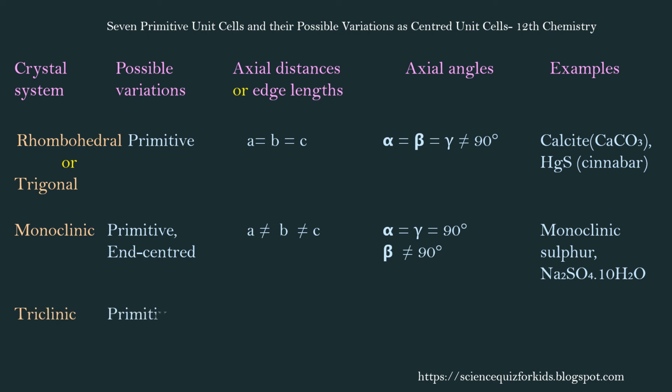Triclinic system. Possible variations: primitive. Distances: a ≠ b ≠ c. Angles: alpha ≠ beta ≠ gamma ≠ 90 degrees. Examples: K2Cr2O7, CuSO4·5H2O, H3BO3.